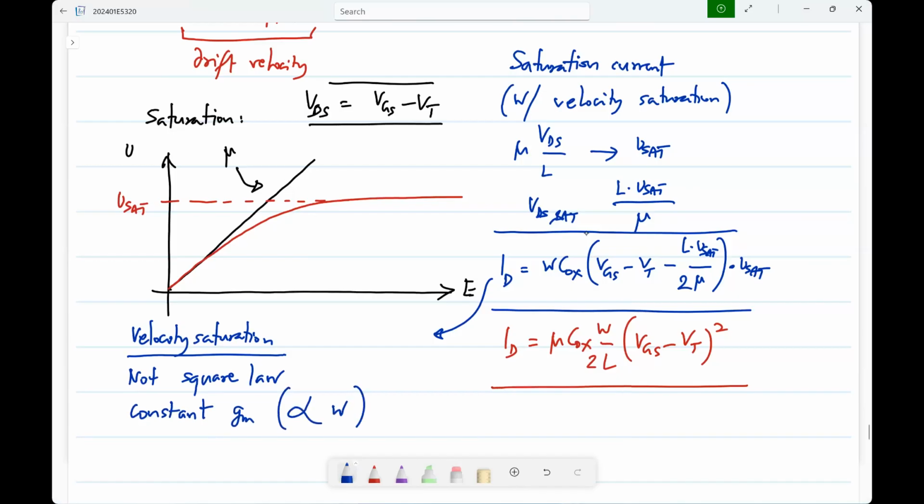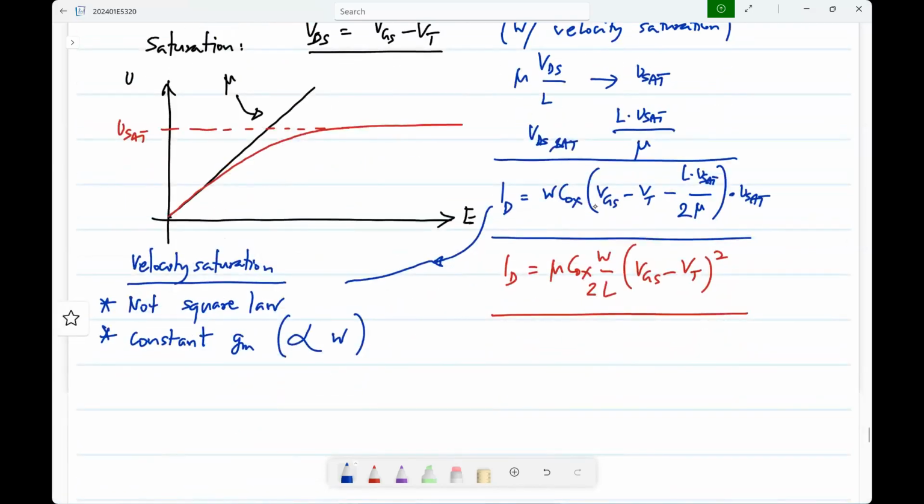This is proportional to the width. Okay. So this is what you would see. Okay. With long channels, you tend to see square law. Okay.